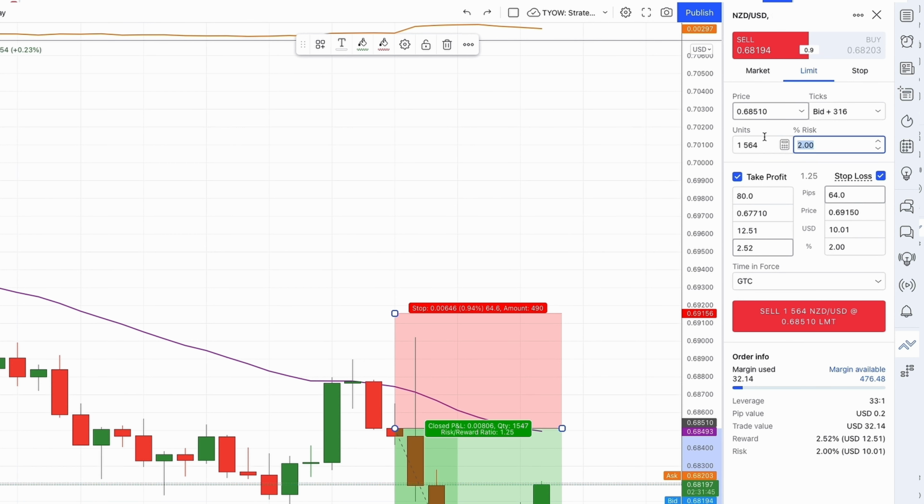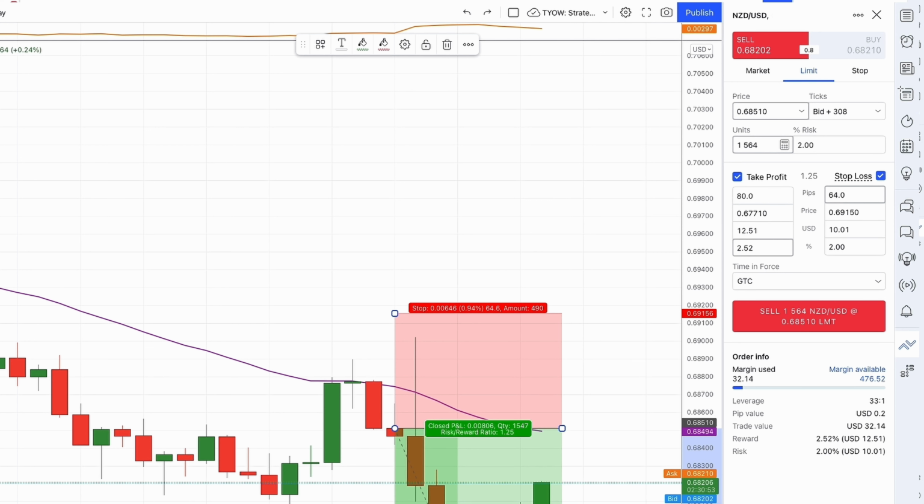For this sell trade, at a risk of 2%, we would need to sell 1,564 units. Now 1,564 divided by 33, our leverage, would bring us to around $47.39 New Zealand dollars, seeing as New Zealand dollar is the first currency in this one. And because my account is in US dollars, I would convert that to US dollars, which should bring us to around $32.14 US dollars, which you can see here under our trade value. Now, I'll refer to that as our margin value because it actually corresponds to the margin it would require. And I will refer to our trade value as 33 times this, so around about 1,000 US dollars in value for this trade.